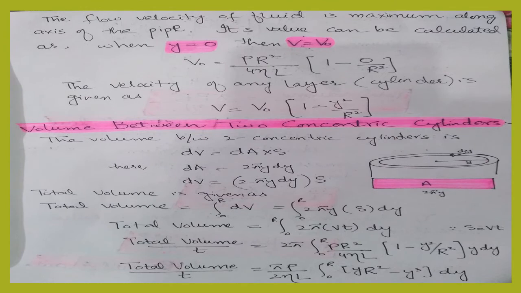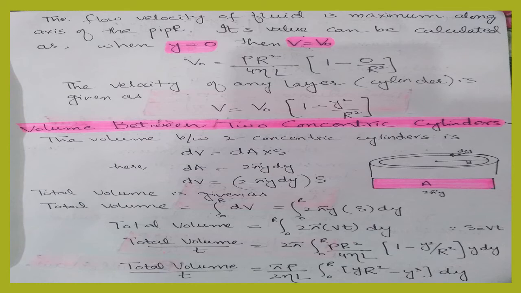The velocity of fluid flow is maximum along the axis of the pipe. As discussed before, its value can be determined by taking y is equal to 0, and then v is equal to v naught. We get v naught is equal to p r square over 4 eta L into 1 minus 0 over r square. From here, v naught is equal to p r square over 4 eta L. Substituting this value in the previous value of v, we get v is equal to v naught into 1 minus y square over r square.